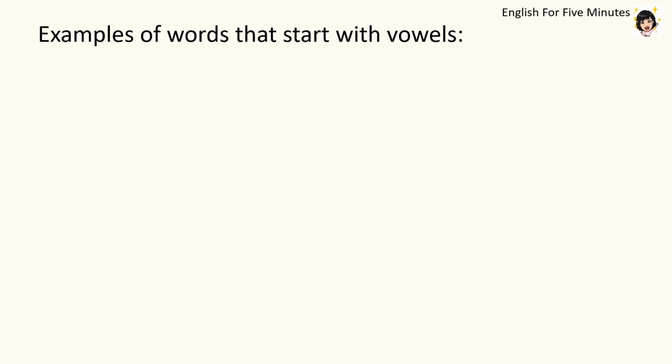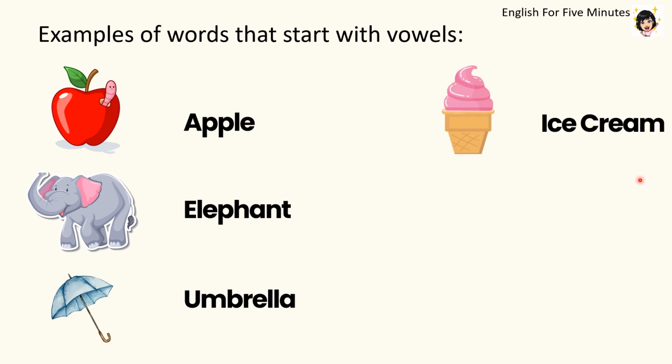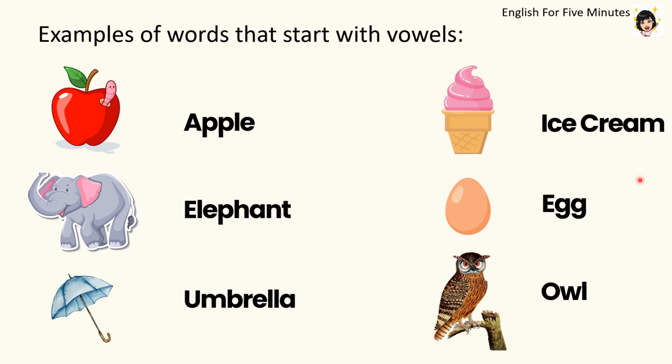Example of word that start with vowels. Apple, elephant, umbrella, ice cream, egg, O. So this is A, E, U, I, E, O. That's vowels.